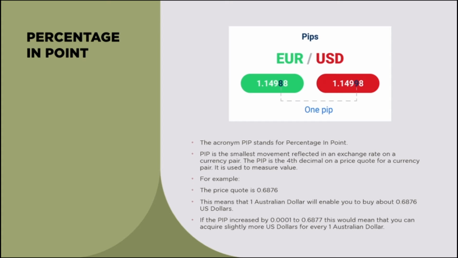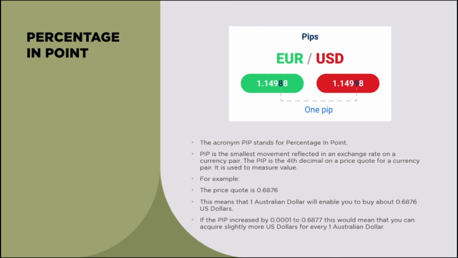The PIP is the fourth decimal on a price quote for a currency pair. It is used to measure value. For example, the price quote is 0.6876. That means that $1 will enable you to buy about 0.6876 US dollars.